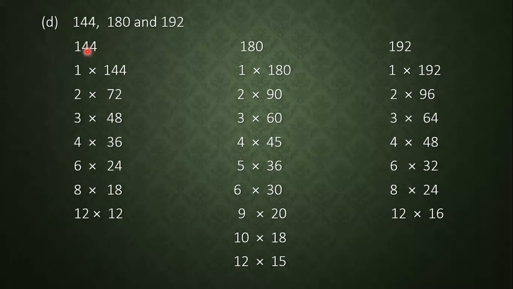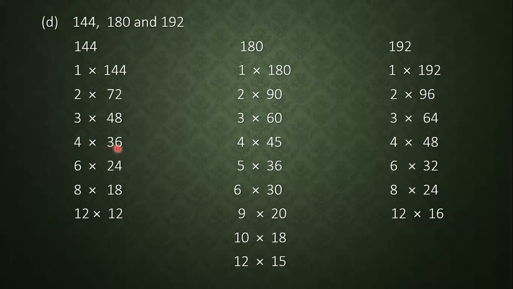Now for the divisibility by 3, we will find the sum of the digits. 1 plus 4 plus 4. 1 plus 4, 5. 5 plus 4, 9. 9 is a multiple of 3. That means 3 will be a factor of 144. You divide 144 by 3, you will get 48. So 3 into 48. Again, 144 can be divisible by 4 also. You divide 144 by 4 and you will get 36 as the quotient.